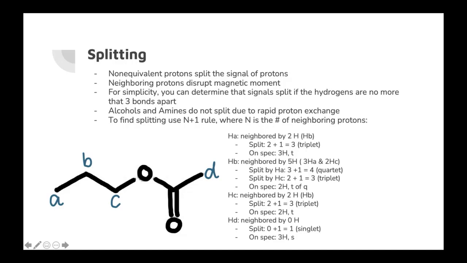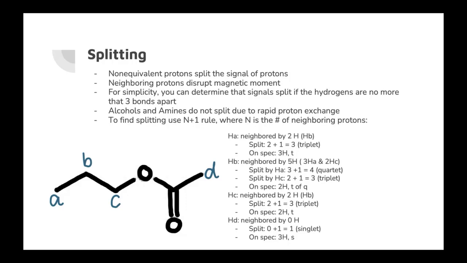So in order to find that split, you're going to do 2 plus 1, and you'll get 3, which is a triplet. And on a spectrum, you would see 3H, comma, T. And then for hydrogen B, you're actually going to get a slightly different splitting pattern because it's neighbored by 3 hydrogens to its left and then 2 hydrogens to its right. And since HA and HC are chemically different, they're going to cause a slightly different split.